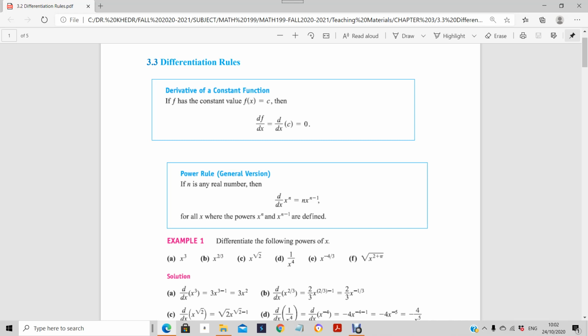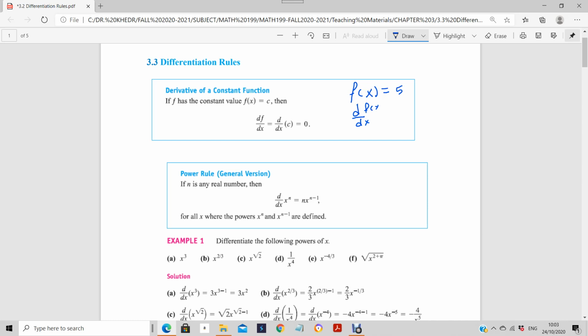If f has the constant value, f of x equals c, then df by dx equals d by dx of c, which is, according to the rule, equivalent to 0. As an example, if the function is, for example, f of x equals any constant number, like f of x equals 5, then the derivative of this function, d by dx, f of x.